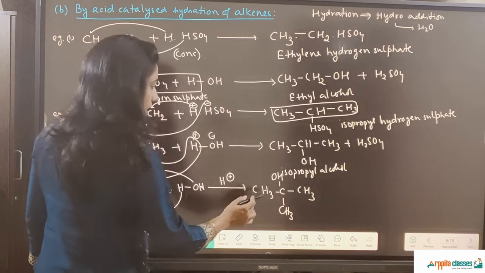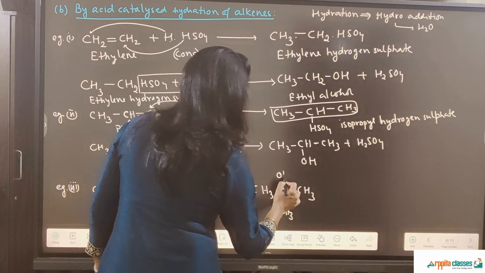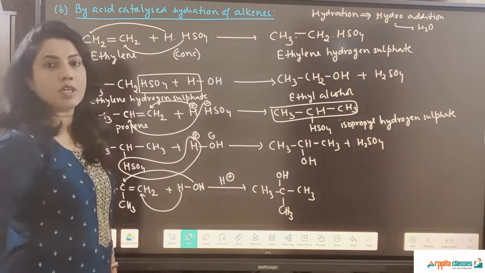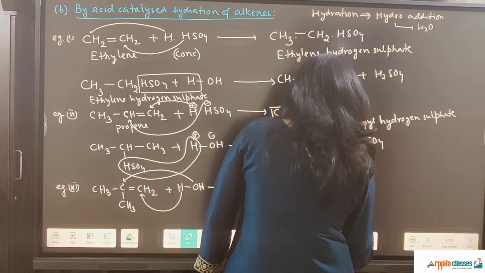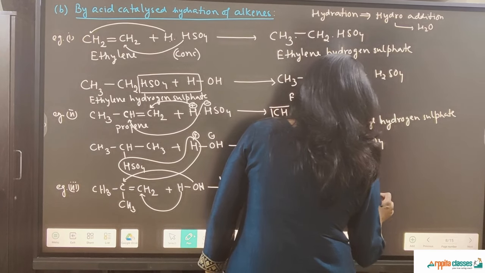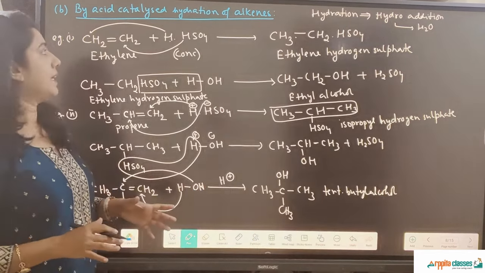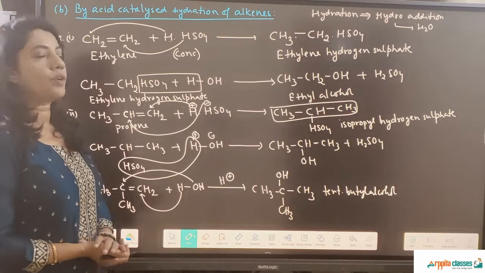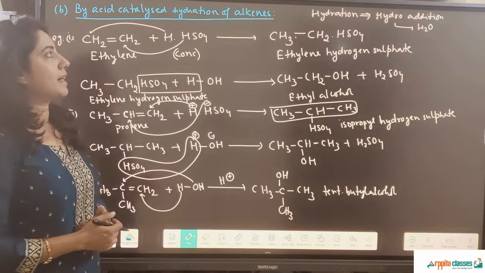I'll just erase this, otherwise it will not be proper. So this is OH and this is CH3. So we got a tertiary alcohol. This is called tertiary butyl alcohol. Okay, so this is how we can prepare alcohol by the acid catalyzed hydration of alkene.